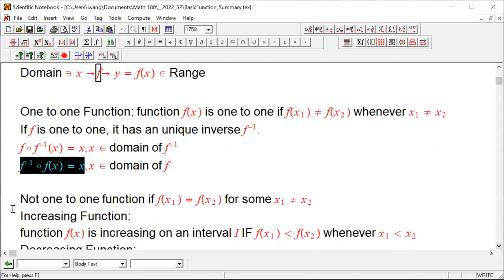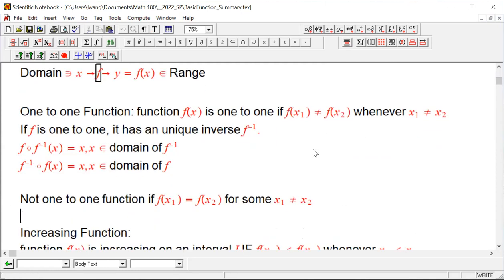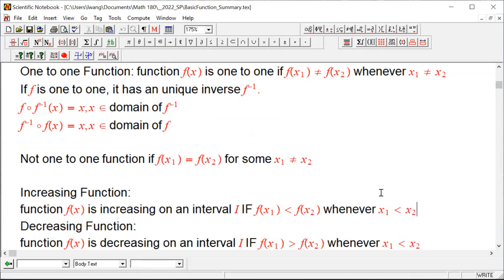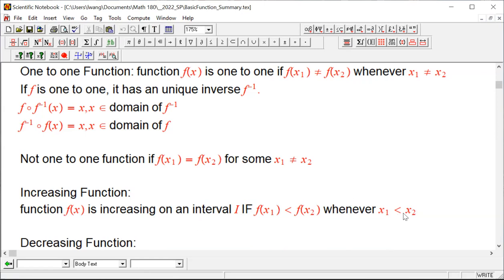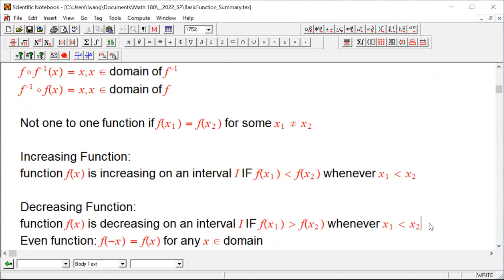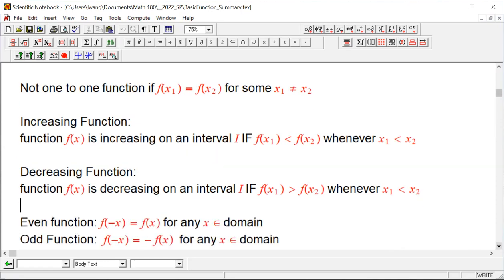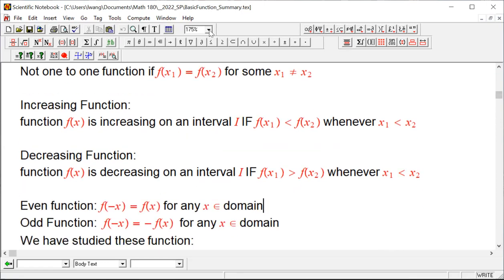And we also talked about what happens if a function is not one-to-one, which is when some different inputs give the same outputs. And then we talked about the definitions of an increasing function on an interval, or a decreasing function on an interval. And then we talked about even functions and odd functions.